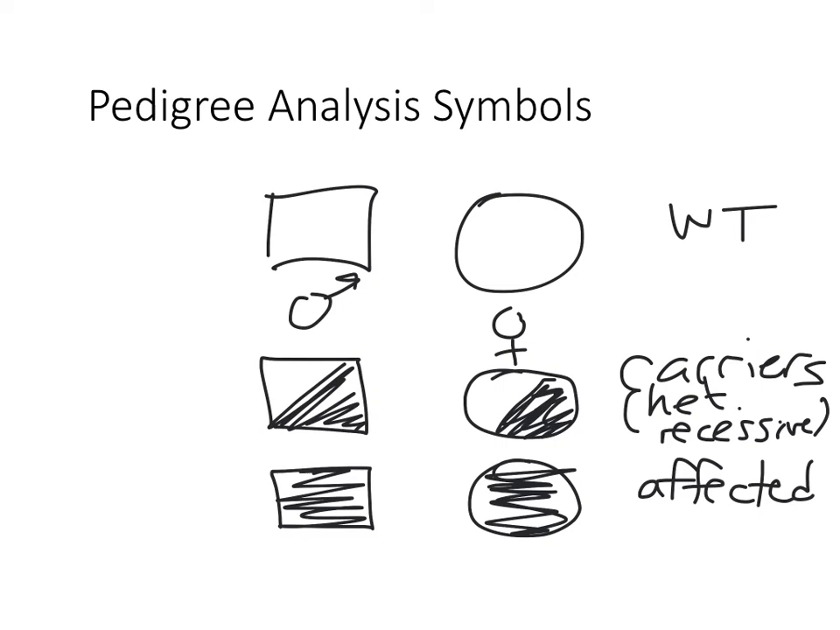They're half white, half black in this case. So if this was plus and minus, that would be the genotype. They're all heterozygotes, but for a recessive allele.